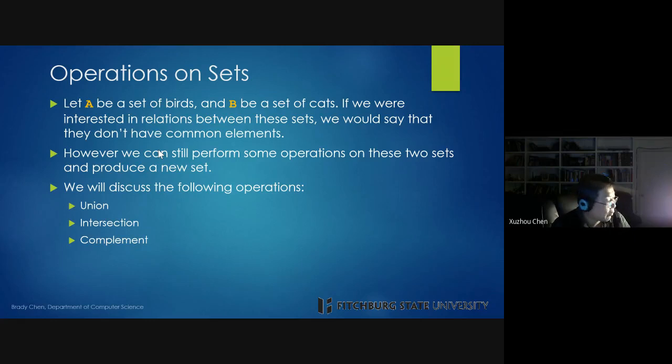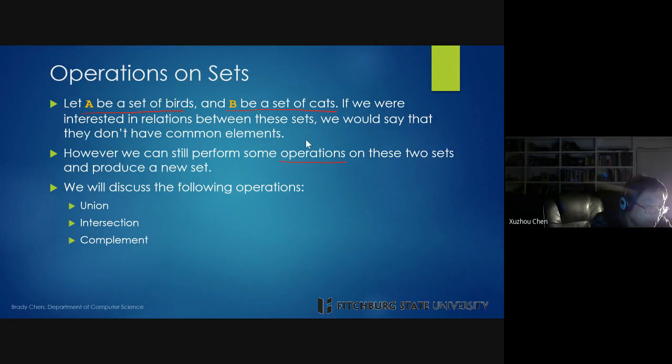Let's take a look at the operations on sets even further. Okay. Let A be a set of birds, B be a set of cats. Okay. So now if we're interested in relationships between A and B, we would say they don't have any common elements. Okay. But we can still perform some of the operations on these two sets and produce a new set.